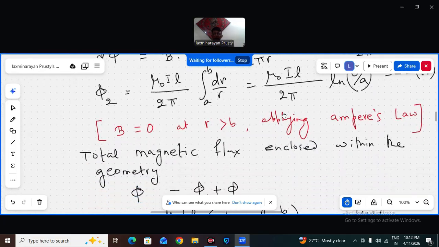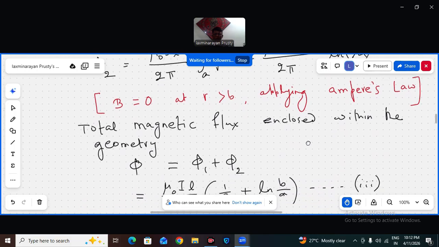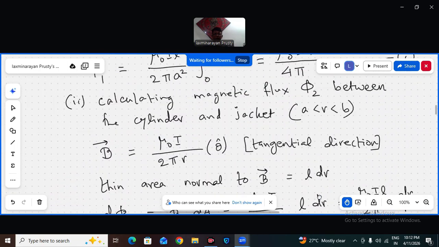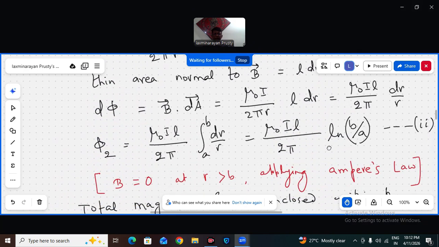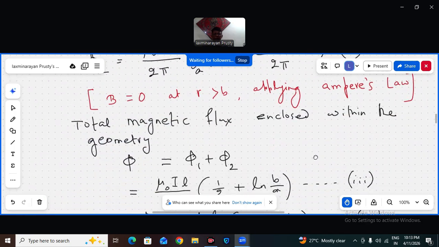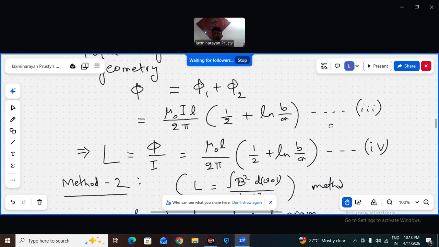The total flux will be, B is equal to 0 at R greater than B, applying Ampere's law, like I told you earlier. So total flux enclosed within the geometry is how much? Flux 1 plus flux 2. Take mu naught I L by 2 pi common. So half remains from phi 1, and ln B by A remains from phi 2. So phi 1 plus phi 2 is mu naught I L by 2 pi, half plus ln B by A. And L will be flux by I. So L is mu naught L by 2 pi, half plus ln B by A.